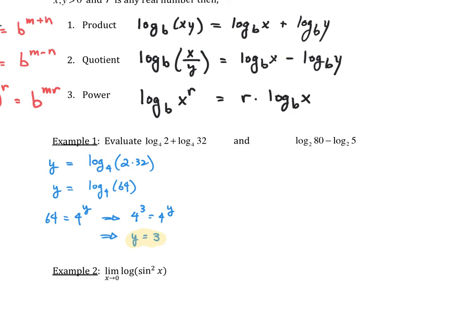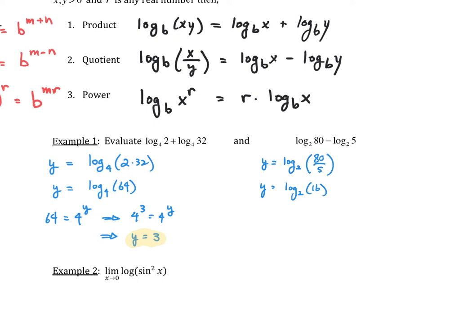Let's take a look at the second example over here. The second example involves a difference of two logs. So that's going to be a quotient rule. So I can write this as y is equal to log base 2 of 80 divided by 5. And 80 divided by 5 is 16. So we can write this as log base 2 of 16.